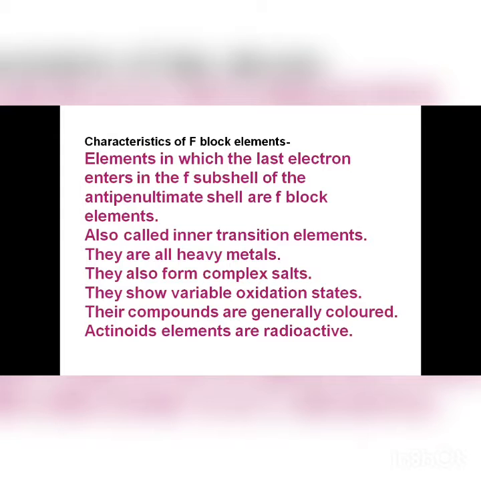So this is known as the anti-penultimate shell. These elements are also called the inner transition elements. We have seen the transition elements where only the d block is involved, but those elements which are again present in this transition series of elements are known as the inner transition elements. So there are two sub-series of inner transition elements comprising the lanthanide and actinide elements.